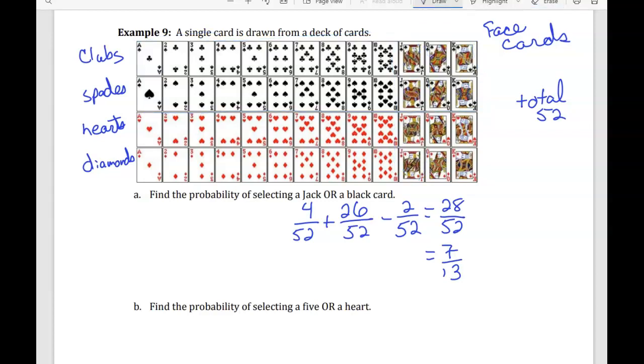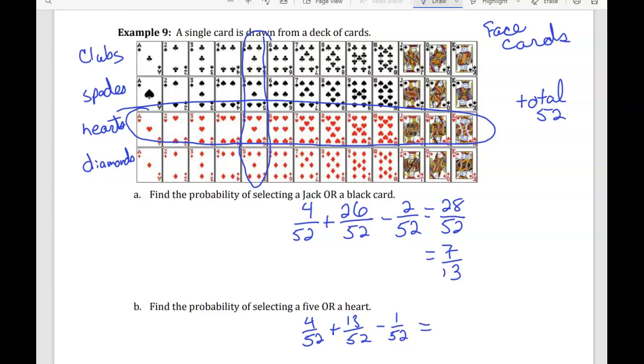Now I'm going to erase that so I can see it a little bit better. I want a 5, which is right here. So that's going to be 4 out of 52. Or a heart, which are these guys. So that's going to be 13 out of 52. And you'll notice I circled 1 in both times, so I'm going to subtract that 1. So 4 plus 13 is 17, minus 1 would give me 16 out of 52, which would actually give me 4 out of 13.